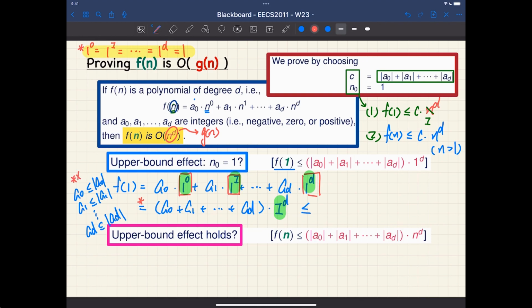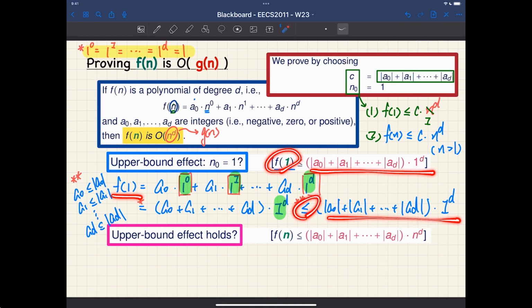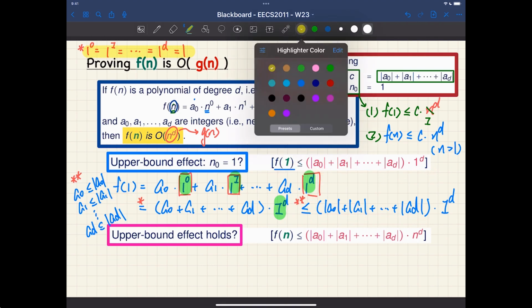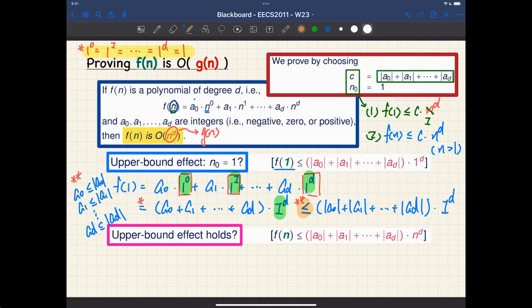So we can say this one here is less than or equal to, this will be star star. You can see star star over here. And that will be basically just the absolute values of A0 plus A1 plus all the way to AD multiplied by 1 to the power of d. This part here is how we started. This part here is how we ended. They're less than or equal to. So important to see that. Any question about the first part? Not difficult, but you have to watch out for the details, of course.